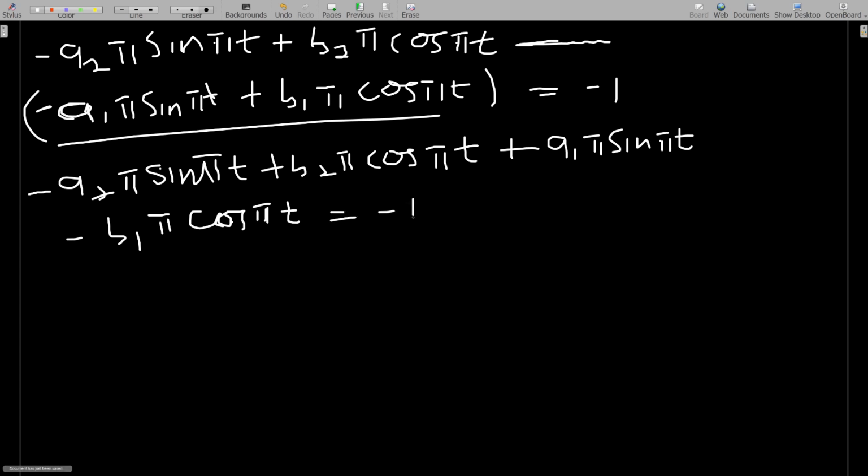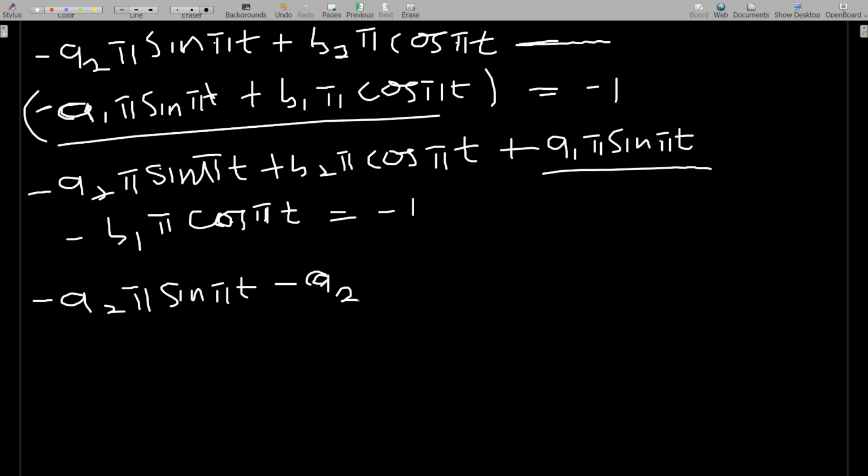So if you remember, we know a1 and we know b1. We say a1 is equal to minus a2. So if I put it there and b1, I'll have minus a2 pi sine pi t. This is a1 pi sine pi t. But a1 is minus a2, so I write it here, minus a2, from our first equation, minus a2 pi sine pi t.